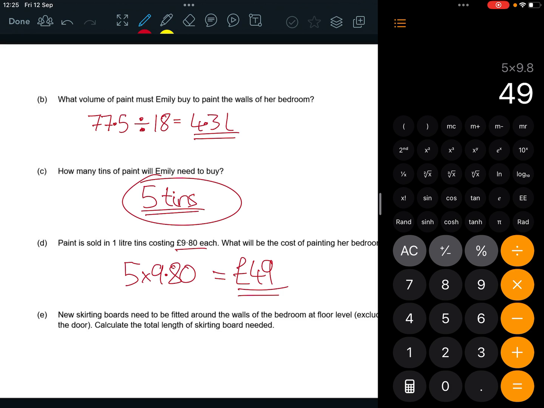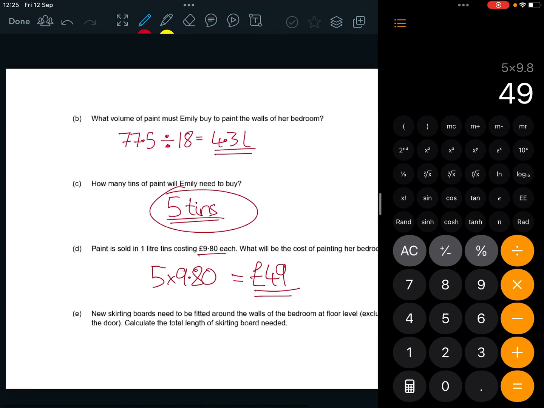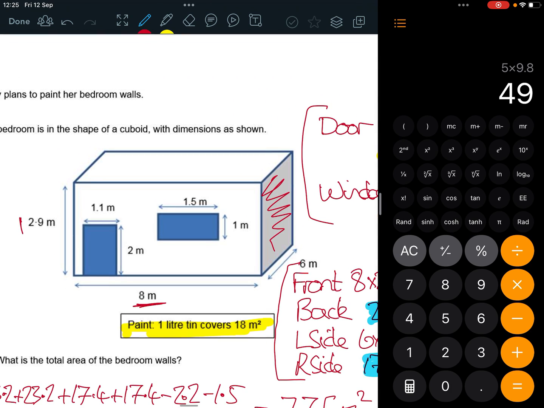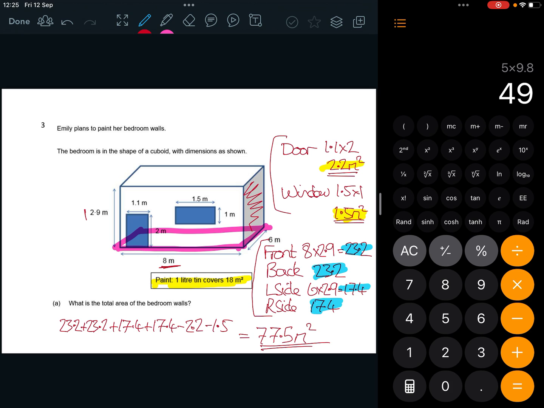Now the skirting board, that's that wee bit that's at the bottom of the wall. You might have them in the house. What you'll notice though, if I go back to the actual diagram, you've got a skirting board here, in the back of the room, and the other side that you can't see. Now, what you'll find is you don't put skirting boards on the actual door. So what you want to do is add up all the sides of the room. So it's really just finding the perimeter of the floor.